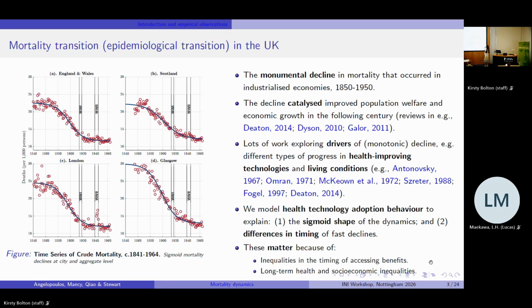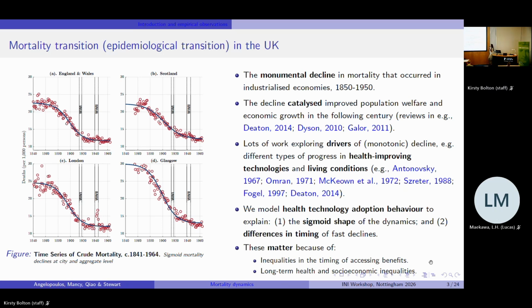In the literature, there's a lot of work on the drivers of this monotonic decline, including what it was that drove this, health improving technologies, improvements in living conditions, and people have tried to understand what drove it. But actually, there's much less work on what those dynamics look like. So what we do here is we model health technology adoption behavior, and we try to explain both that sigmoid shape of the dynamics and the differences in timing of fast declines.